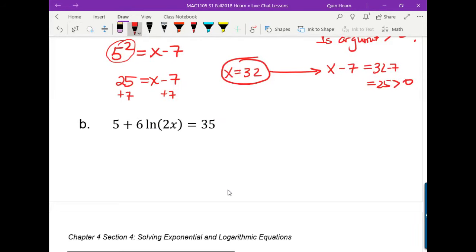Now we have to confirm that the argument is positive. Is the argument greater than 0? So the argument is x minus 7. If I plug in x equals 32 to x minus 7, I get 32 minus 7, which is 25, which is definitely greater than 0. So that means that we don't have to throw out our solution. X equals 32 should be just fine.